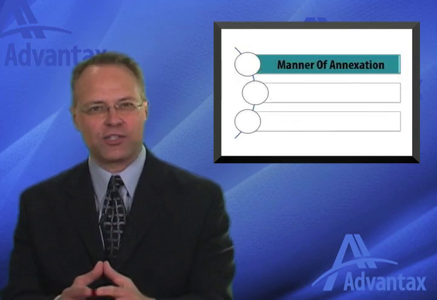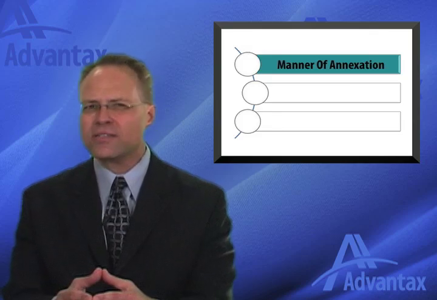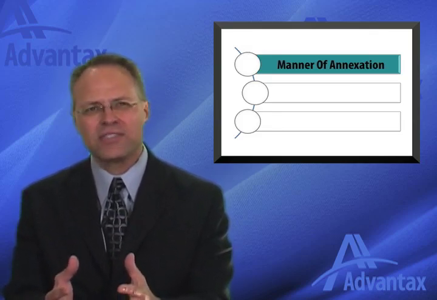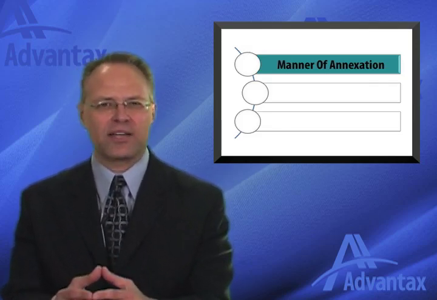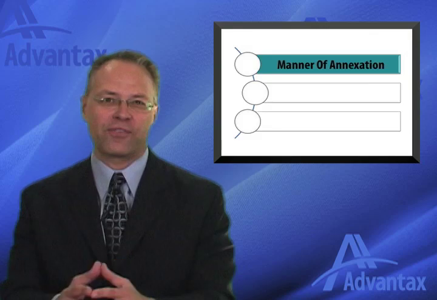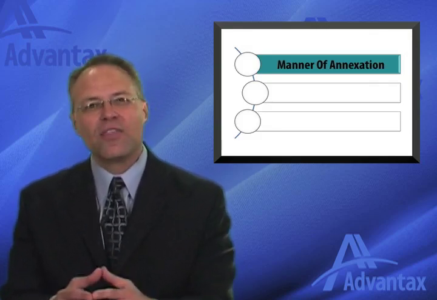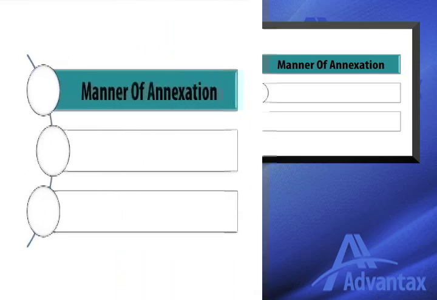The first prong is the manner of annexation. How is the asset attached to the property? Is the asset attached in such a way that removing the asset would cause damage to the real property? Is the cost to remove the asset greater than the value of the asset itself? If the answer to these questions is yes, then the asset is generally considered part of the real property.